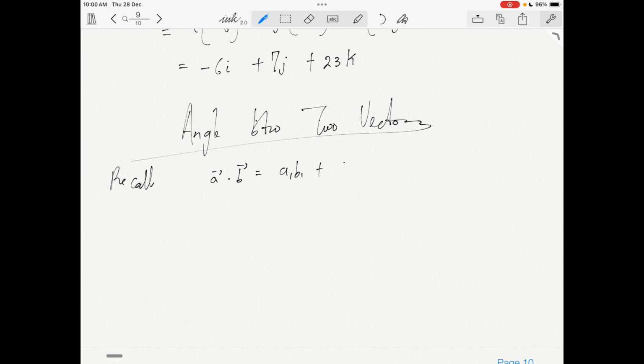plus A2 B2 plus A3 B3, and our cross product, the vector product, will be equal to the determinant, where the first row is the vectors i, j, k, the second row are the components of A, and the third row are the components of B.